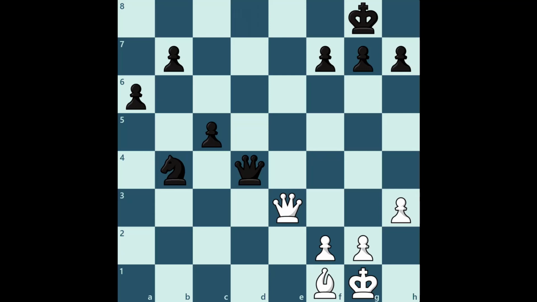The Black queen gave up protection of the back rank and forgot to ask what checks White has in the position. White only has one check, but it's checkmate. If you found Queen e8 checkmate, great job. This checkmate is known as a back rank checkmate.